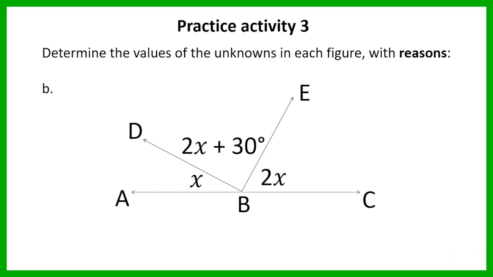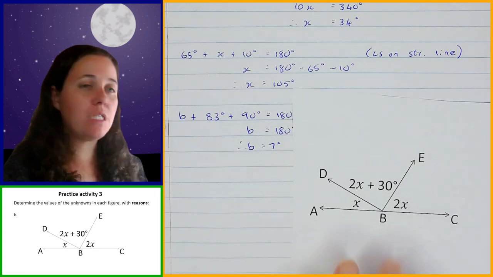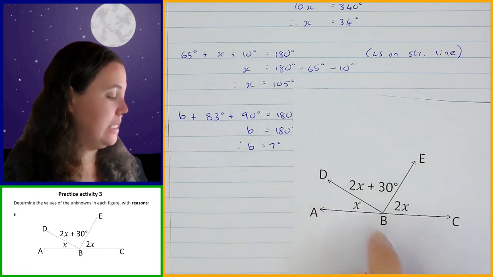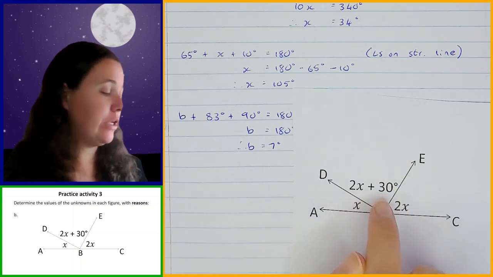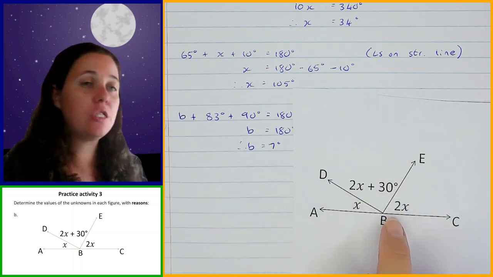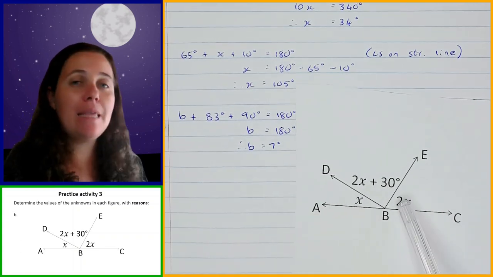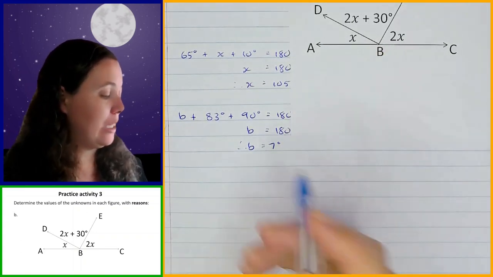Okay, so let's see how that question went. Over here, I've got my diagram where angle ABD is x, angle DBE is 2x plus 30 degrees, and angle EBC is 2x. I need to work out the value of x. So I'm going to add all three of those up, and they must all be equal to 180 degrees.